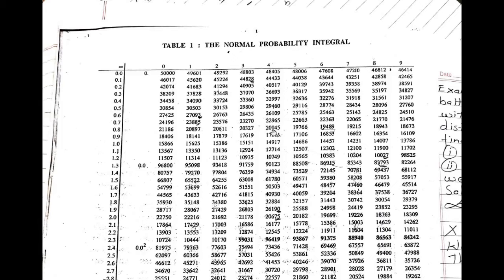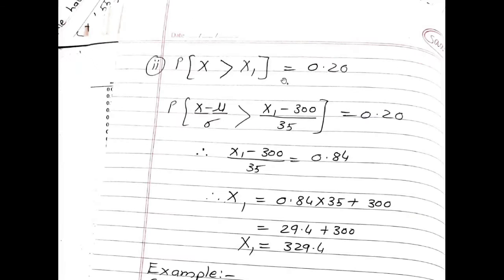So the ordinate is 0.84. See, 0.200, this is the value. If you see the ordinate, this is 0.8, and this is the fourth column. So ordinate is 0.84. So we can write this as X1 minus 300 upon 35 is equal to 0.84.